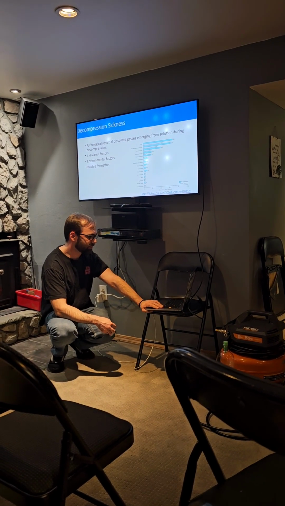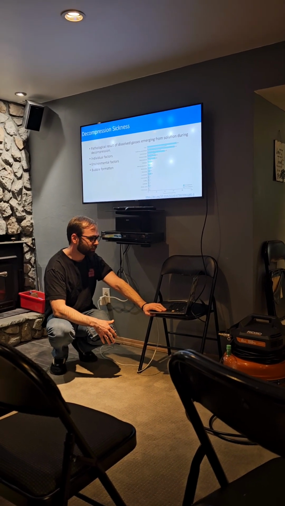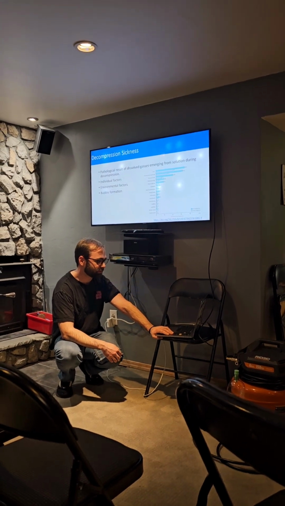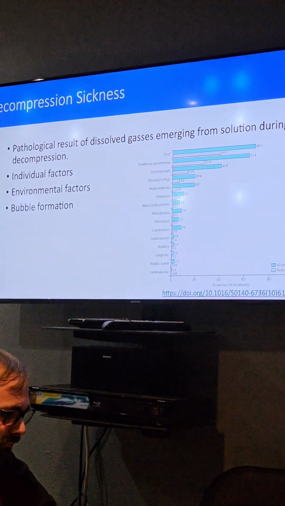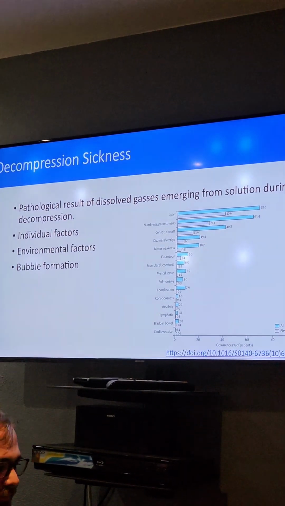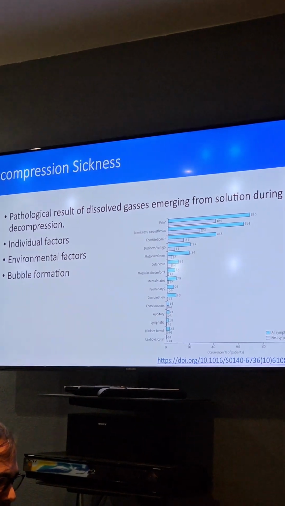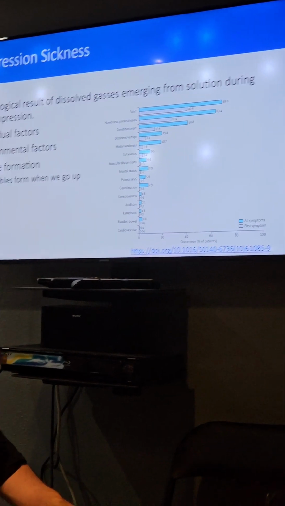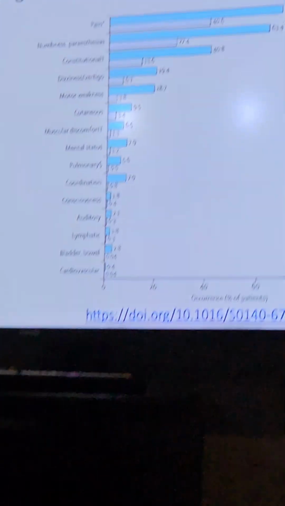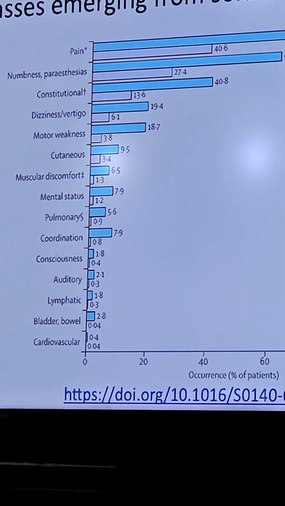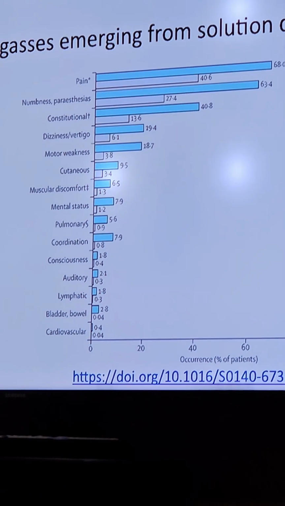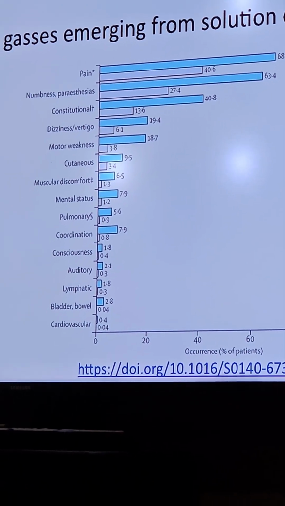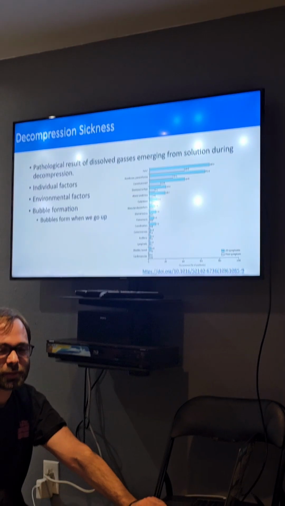Okay, DCS is the result of dissolved gases emerging from tissue in solution during decompression, which is influenced by a bunch of individual factors such as cardiac health, overall health, body composition, muscle composition. So the US Navy dive tables are extremely biased to younger, extremely fit men, which is not most divers.